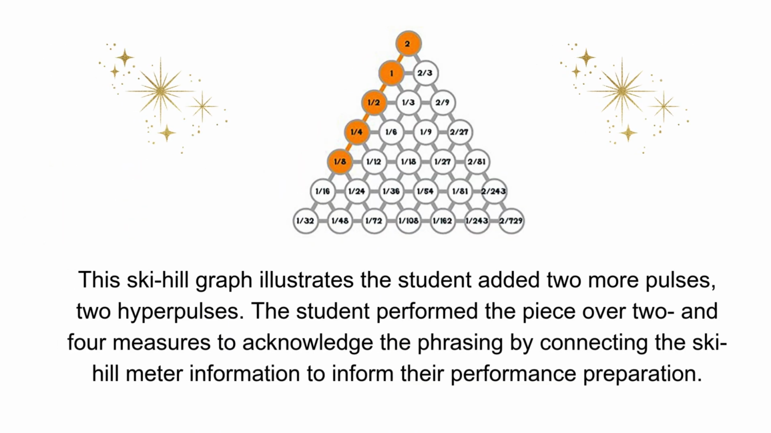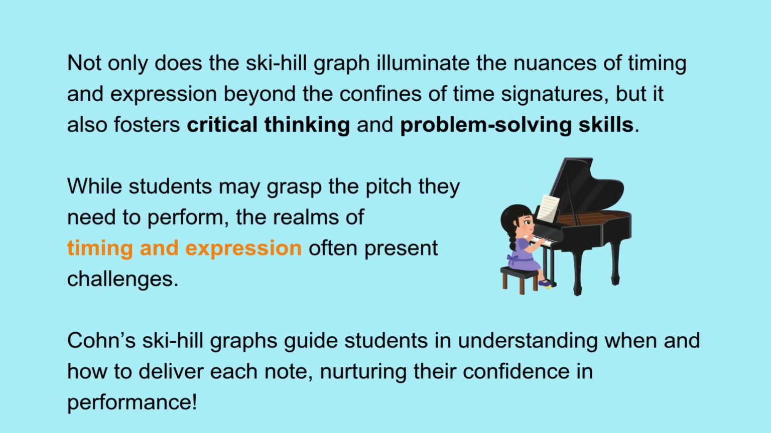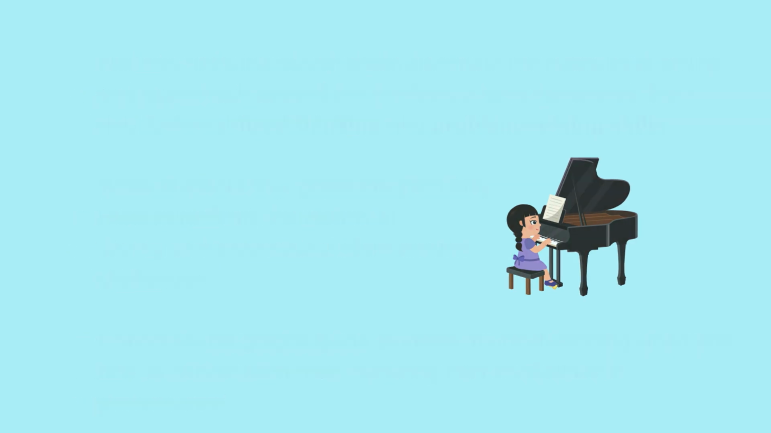This skill graph illustrates the student added 2 more pulses, 2 hyperpulses. The student performed the piece over 2 and 4 measures to acknowledge the phrasing by connecting the skill meter information to inform their performance preparation. Not only does the skill graph illuminate the nuances of timing and expression beyond the confines of time signatures, but it also fosters critical thinking and problem-solving skills. While students may grasp the pitch they need to perform, the realms of timing and expression often present challenges. Cohn's skill graphs guide students in understanding when and how to deliver each note, nurturing their confidence in performance.